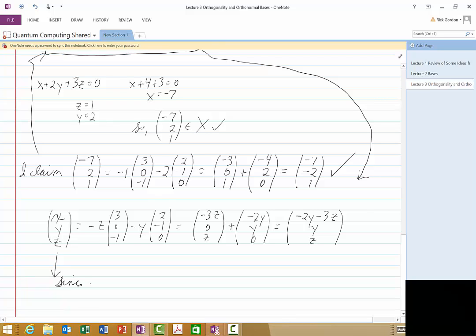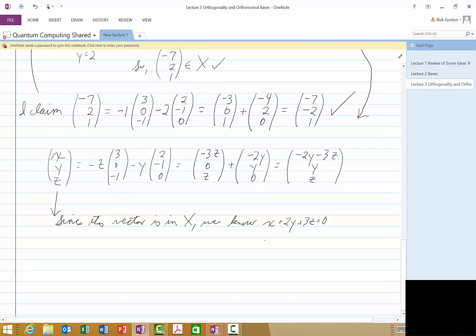And what does that mean? Well, since this vector is in X, we know that x plus 2y plus 3z must be 0, because that's how we choose our vectors in X. And what does that mean? That means that x is equal to minus 2y minus 3z. So we could plug that in right up there, and we see that this vector is indeed equal to (x, y, z). Once we see that, the magic sort of disappears, and we see why this all works out.